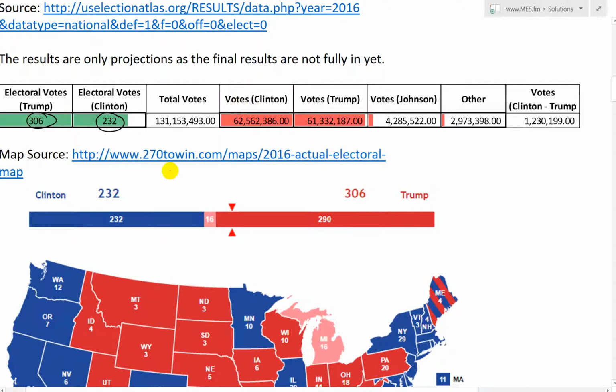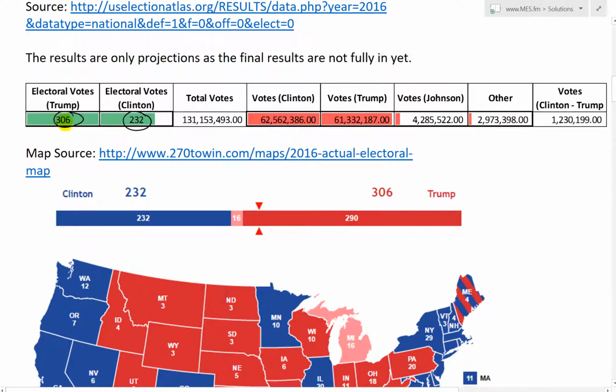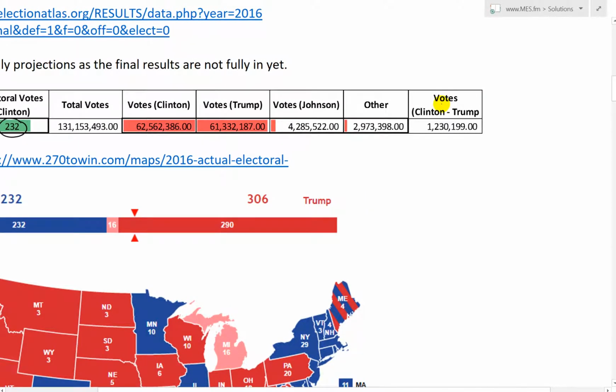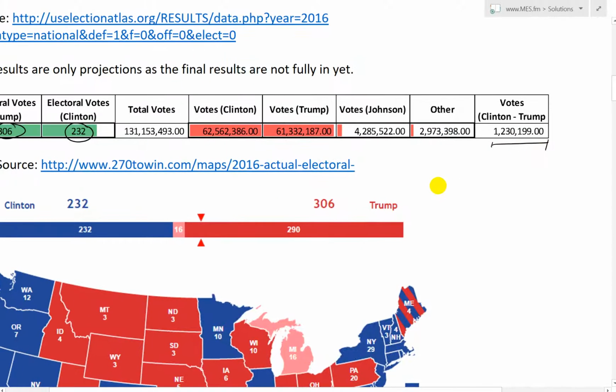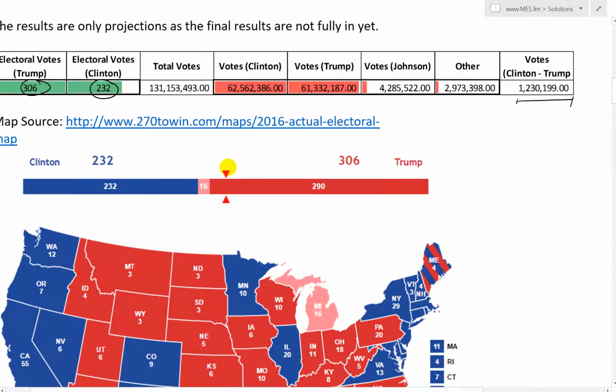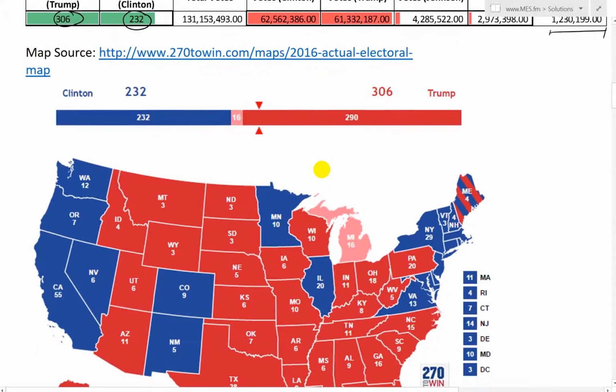But even though Trump has won the Electoral College, if you look at the total votes, Hillary Clinton has just over 1 million more votes as of Wednesday. And then Gary Johnson, the Libertarian, has 4 million. Other candidates, including Jill Stein of the Green Party and everybody else, total about 2.9 million. The vote differential, Clinton minus Trump, is about 1.2 million. So this is why there's a big debate and a lot of protesters, because there's more votes for Hillary even though Trump wins the presidential election.